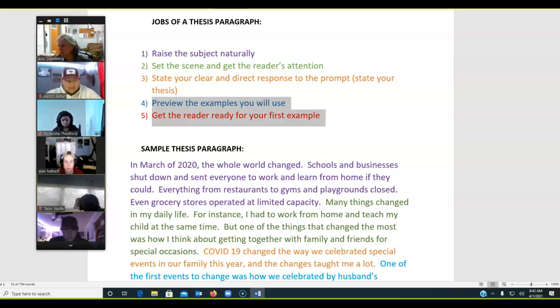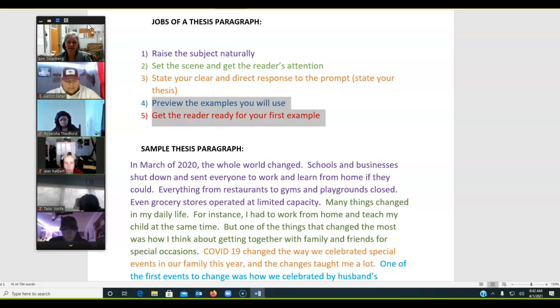Alan. Review the examples you will use and get the reader ready for your first example. Right. And a lot of you are doing a very quick preview. You're like, well, I'm going to tell you about it in 1 sentence. I'm going to challenge you to put in 1 sentence for each of the topics your authors raise, right?